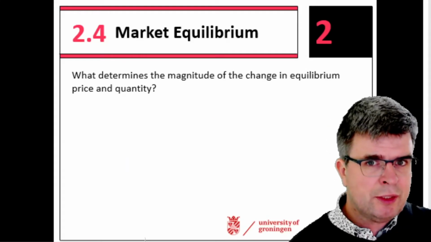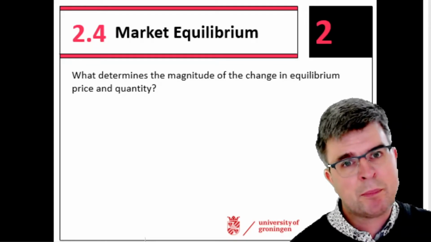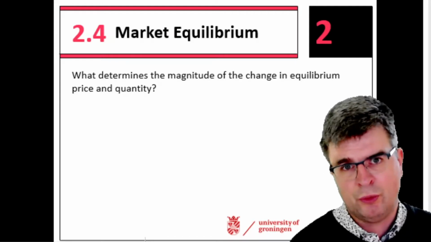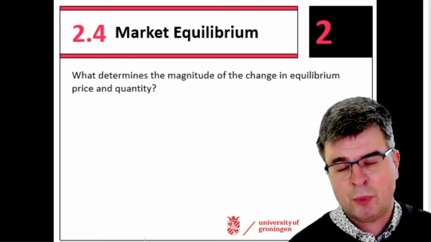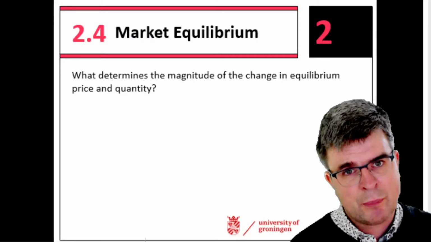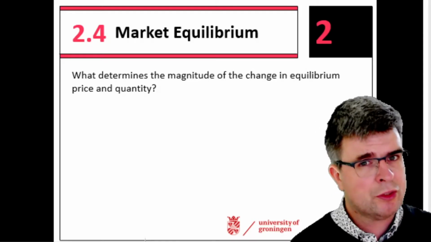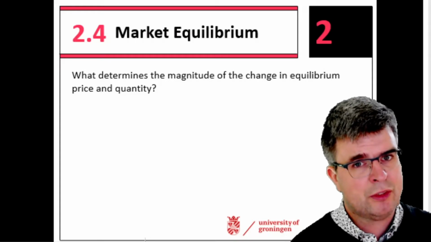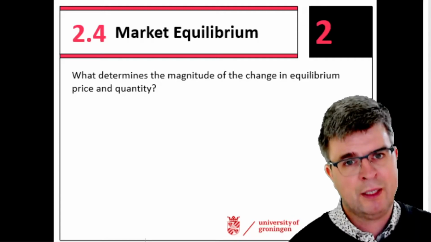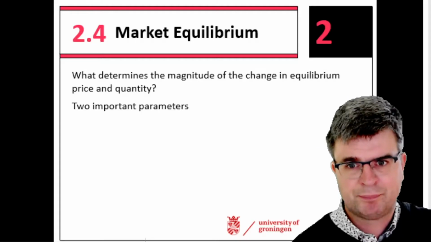So a second question that you may ask is, what determines the magnitude of the change in the equilibrium price and quantity? In the previous example, we observed that the price decreased from 4 to 3, which is a 25% decrease in the price, and the quantity demanded decreased from 800 to 400, which is a reduction of 50%. Of course, how much demand and price change depends on the shape of the demand and the supply curve. And we want to make this a little bit more precise.